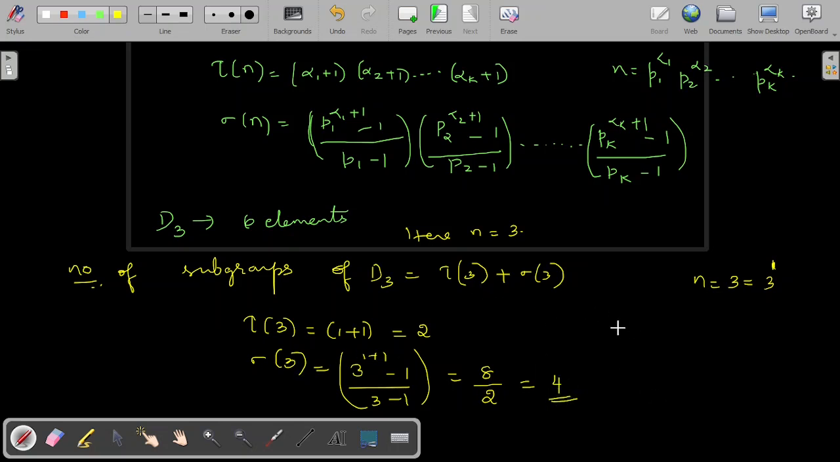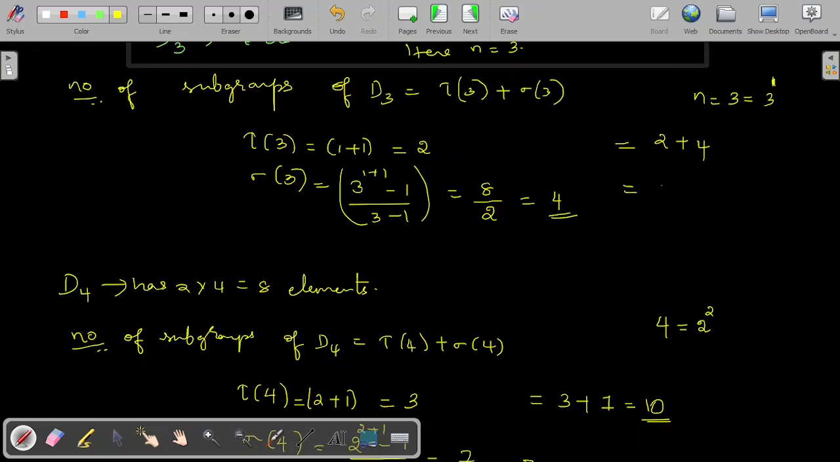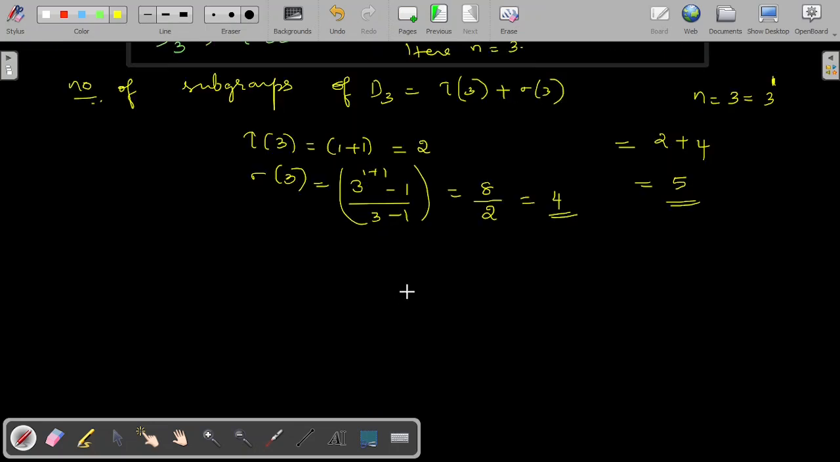Add these two. That gives you 2 plus 4, that is equal to 6. Therefore, there are 6 subgroups for the group D3. Similarly, one more for D4. Let us find out. D4 has how many elements? 2 into 4. There are 8 elements in D4. Anyway, I don't want the number of elements here, but I am telling you Dn has 2n elements. I want to find out the number of subgroups.